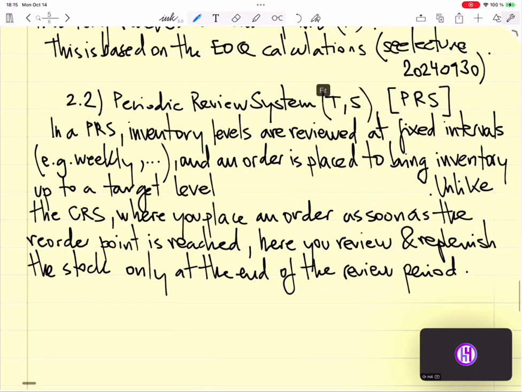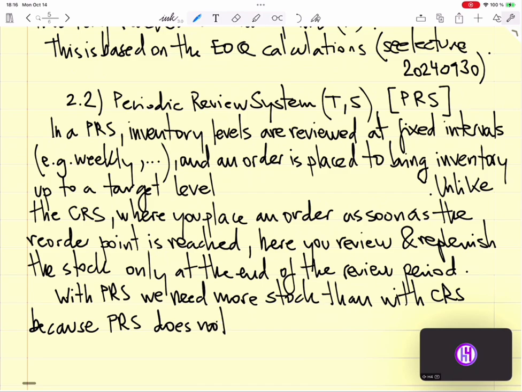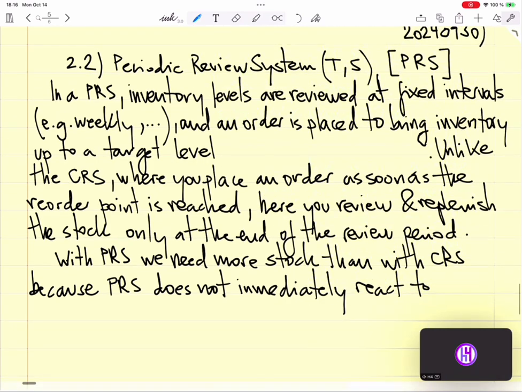Okay, so here is remarkable. Be aware, with PRS systems we need more stock than with CRS systems, because PRS does not immediately react to demand fluctuations. Okay, this makes sense? Yeah.